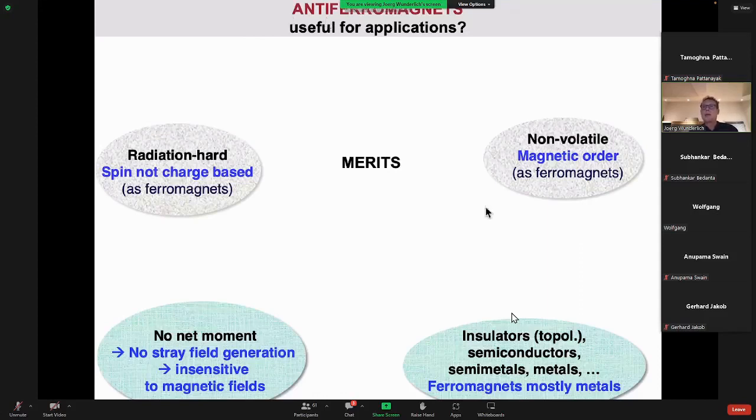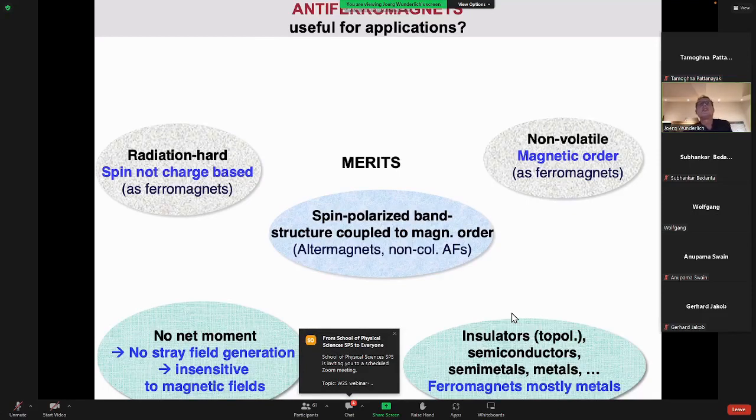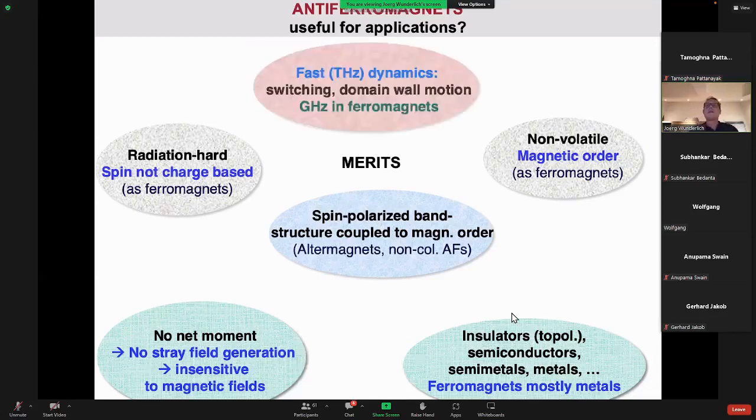And recently, people figured out that certain antiferromagnetic orders can be even such that you have a spin polarized band structure. Like ferromagnets, they might be spin polarized, whereas this spin polarized band structure is coupled to the magnetic order. This new type of antiferromagnets which belongs to this class are the so-called altermagnets, or also non-collinear antiferromagnets. They can have a spin polarized band structure, despite having no net moment, which is also of very high interest. And maybe the most important feature is that the dynamics of antiferromagnets can be extremely fast.